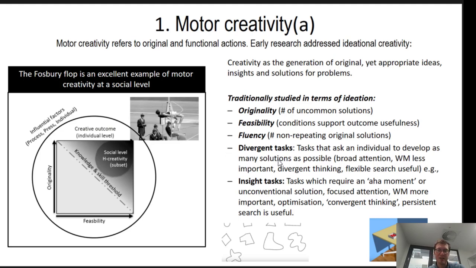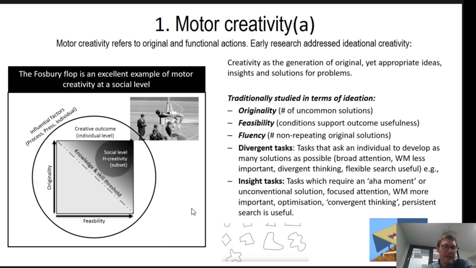Another way ideational researchers studied creativity has been using insight tasks. These are tasks where there's really only one solution, and the participant going in doesn't know what the solution is. They're presented with a problem, and it requires one of these aha moments in order to find a solution. It's again a way of seeing how people try to solve the problem, and the ability to solve these problems is in some way associated with how creative the person is.